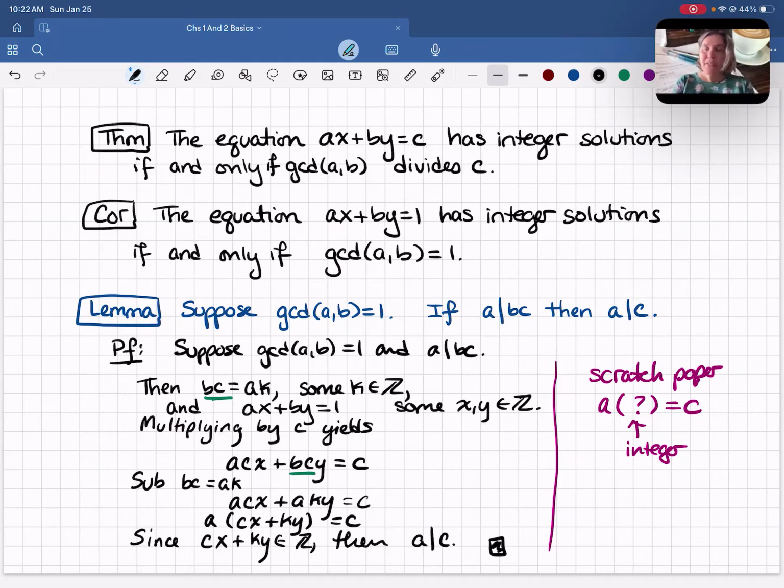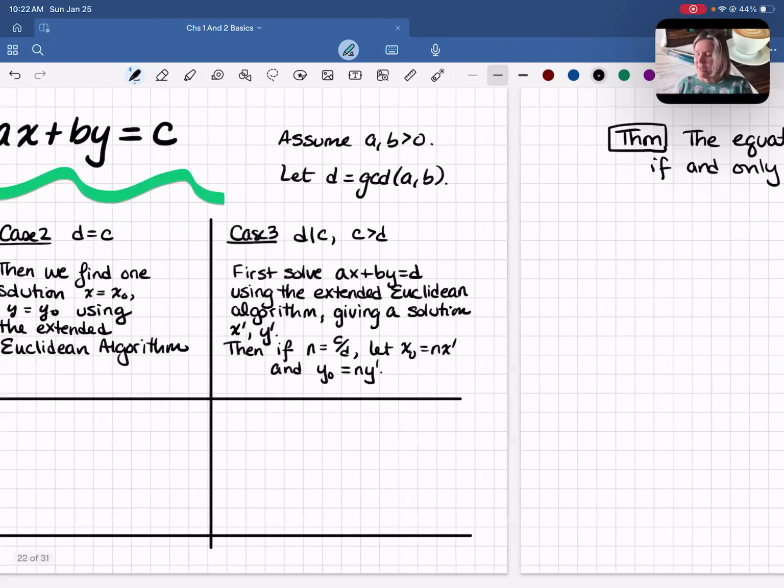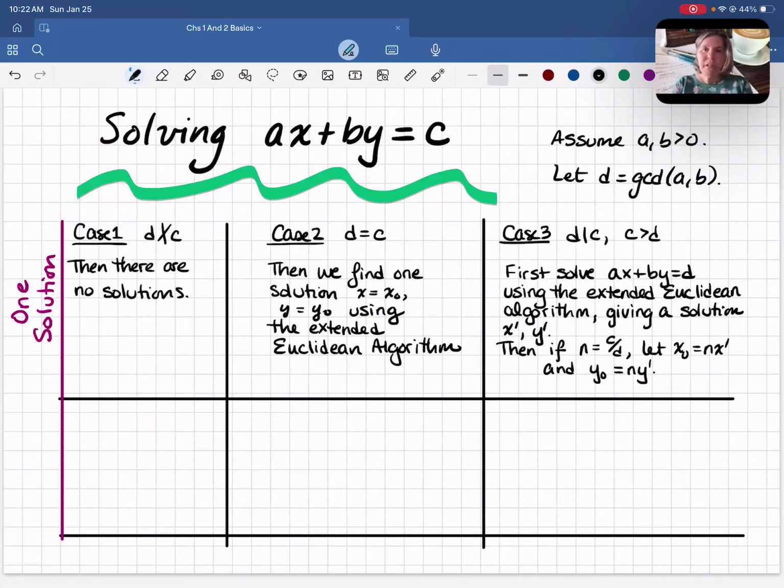Okay, so the point of this video, there are two main parts. The first part is that we can completely solve equations of the form ax plus by equals c, depending on how c is related to the GCD of a and b. Sometimes there are no solutions, or we have to use the extended Euclidean algorithm, and then sometimes we have to use the extended Euclidean algorithm but then multiply by a constant.